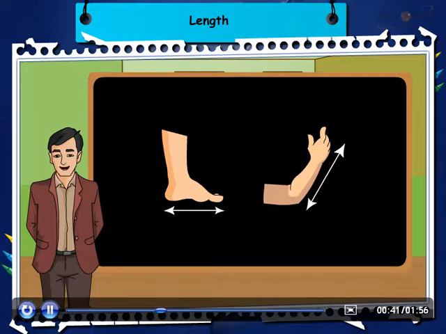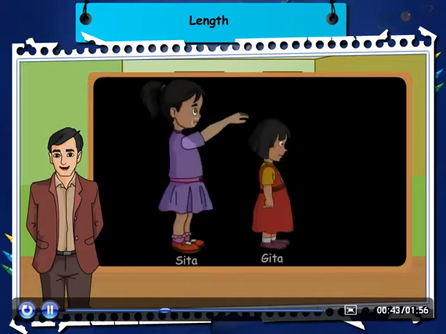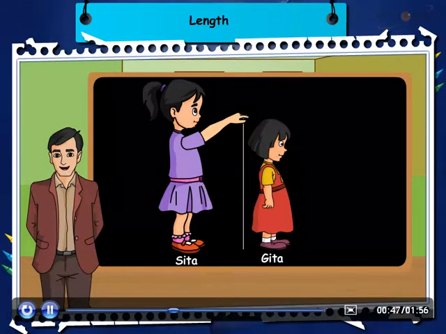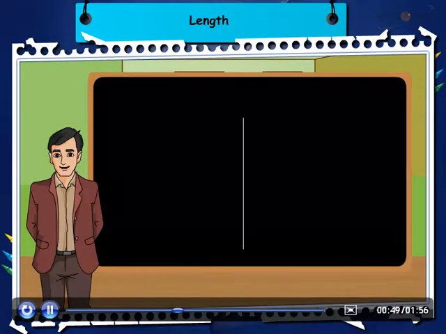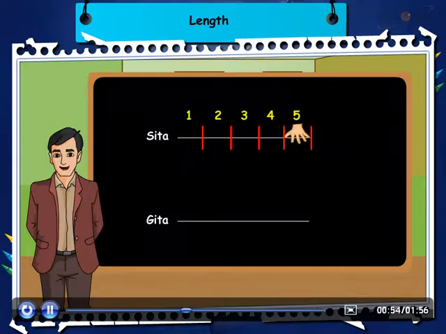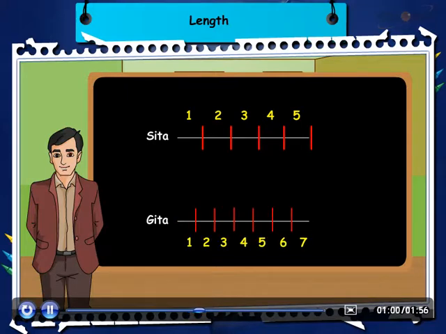Do you see the piece of thread? Two friends, Sita and Geeta, are measuring the length of the piece of thread. You may see, according to Sita, the length of the thread is 5 hand spans, whereas according to Geeta, the length of the thread is more than 5 hand spans. Why is it so? It is because the sizes of the body parts differ from person to person.